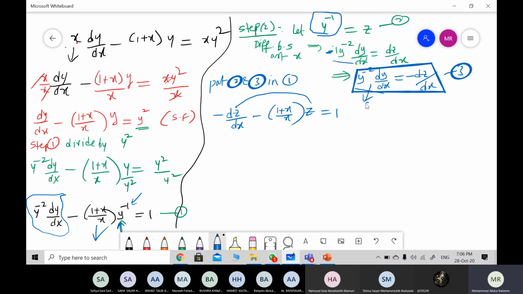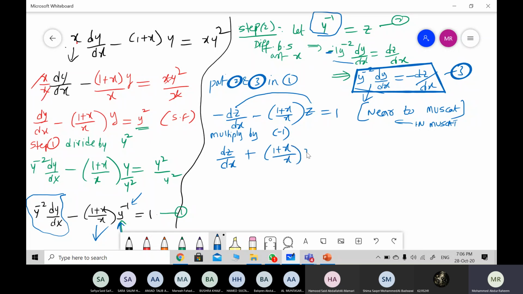This is near to linear in Z. See, near to Muscat, is not in Muscat, remember. Different. Like that, this is near to linear but not linear, so minus is here. So multiply by minus 1 to make it exactly linear. Now, mashallah, now we are in Muscat directly. Okay.